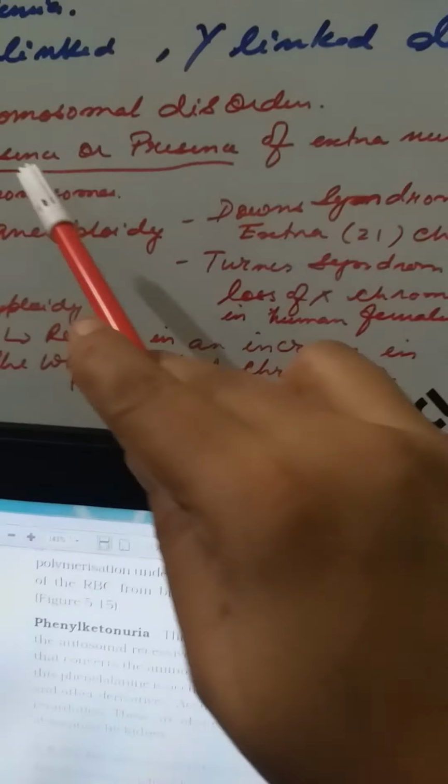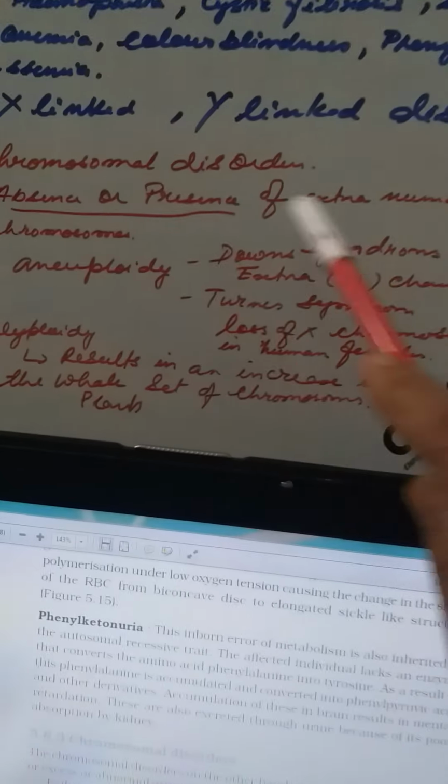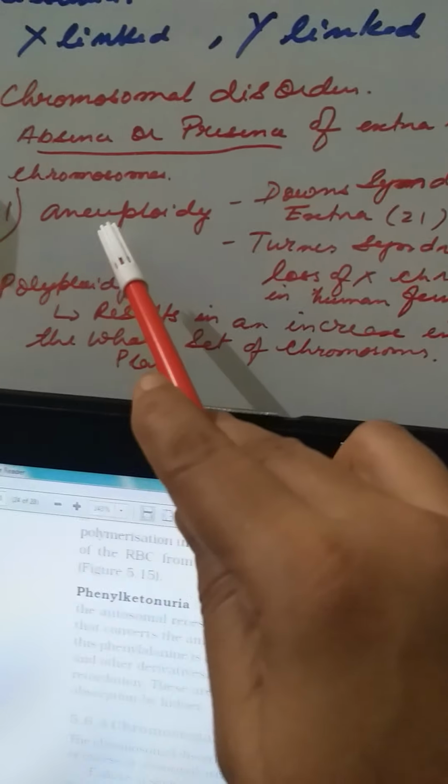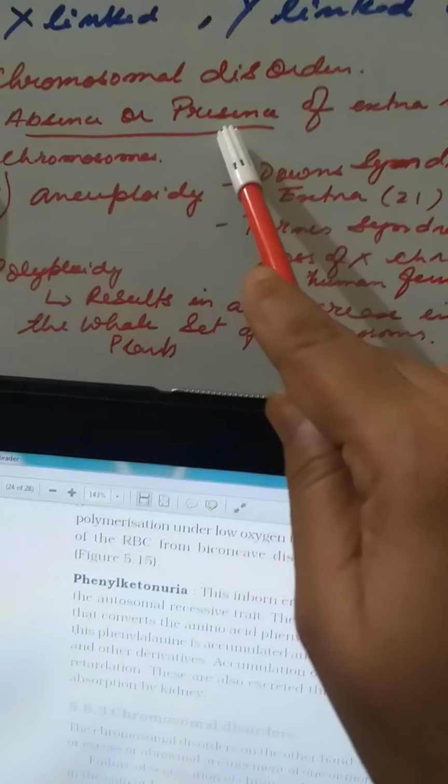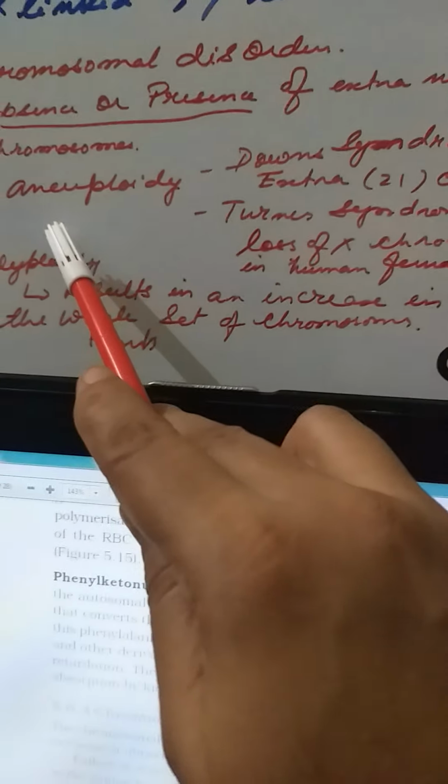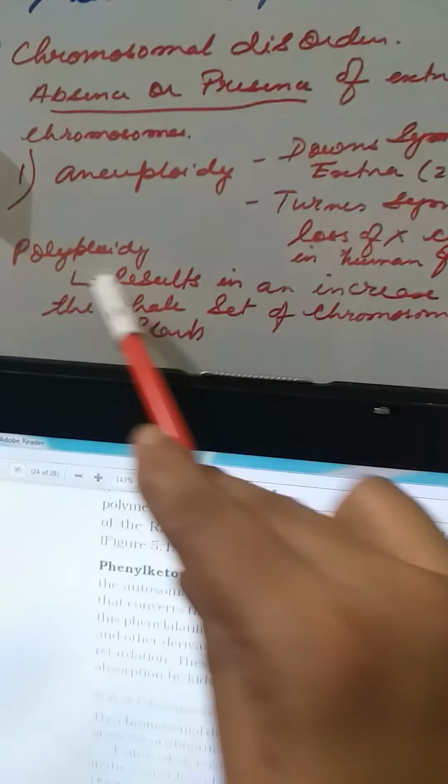Okay, now you see, now chromosomal disorder. Next comes the chromosomal disorder. That means it is either an absence or presence of an extra number of chromosomes. For example, it may be one is absent or present, that is chromosomal disorder. It can be detected as aneuploidy and polyploidy.